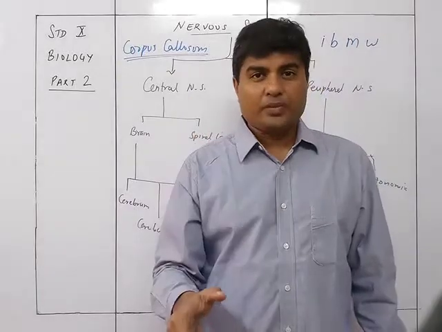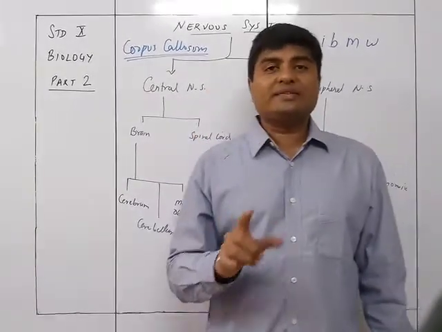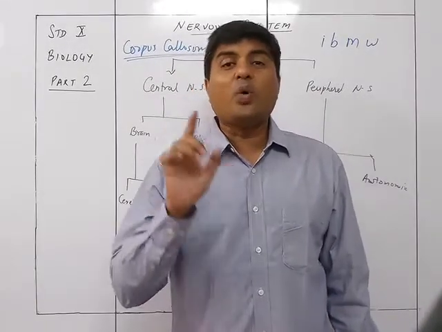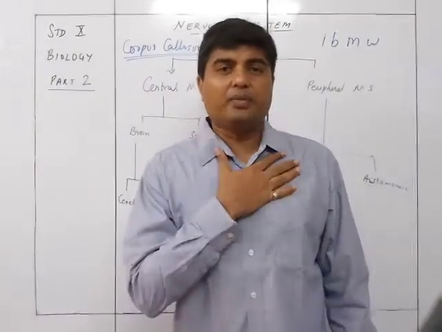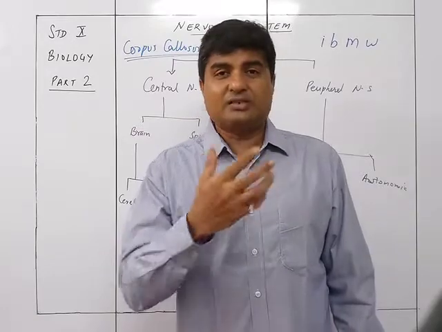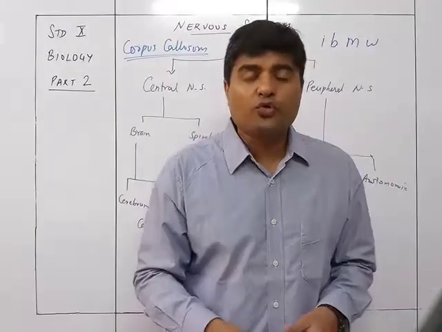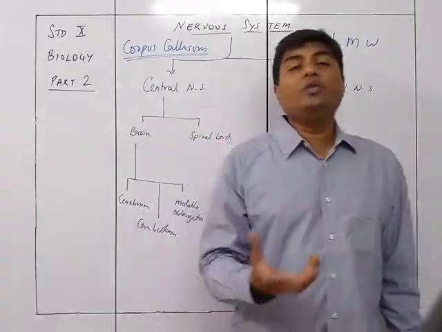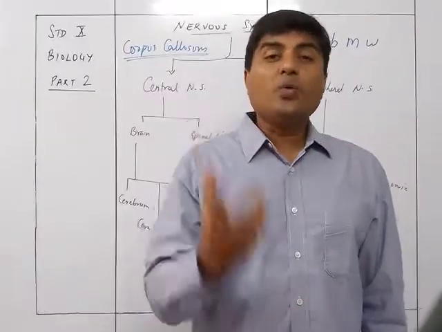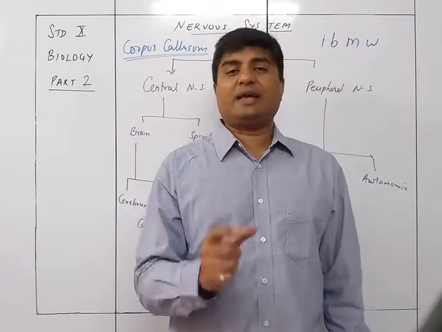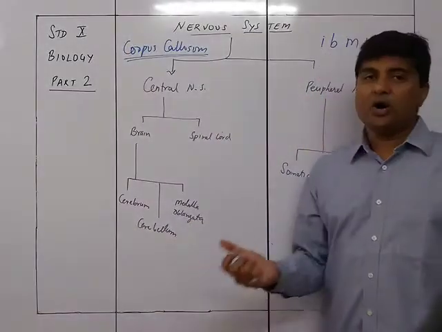Cerebrum and cerebellum. But uncontrolled things in our body, okay, the involuntary activities of the body, the pumping of the heart, the movement of the lungs, the respiration, the movement of the food, ये जो भी है, they are all involuntary activities. That particular coordination of the involuntary activities of the body is taken care by the medulla oblongata.